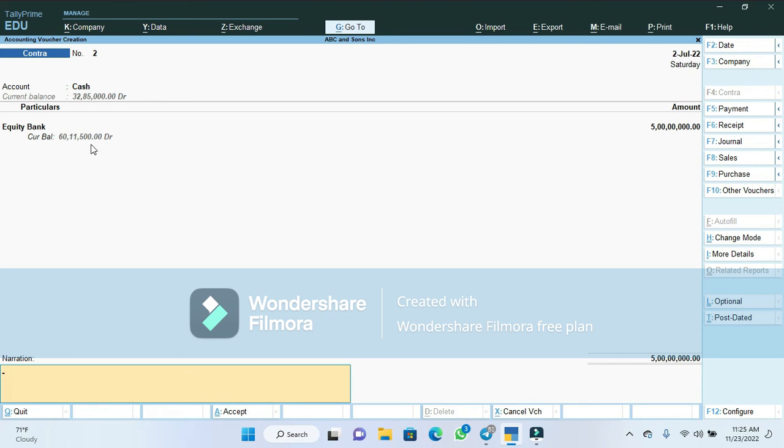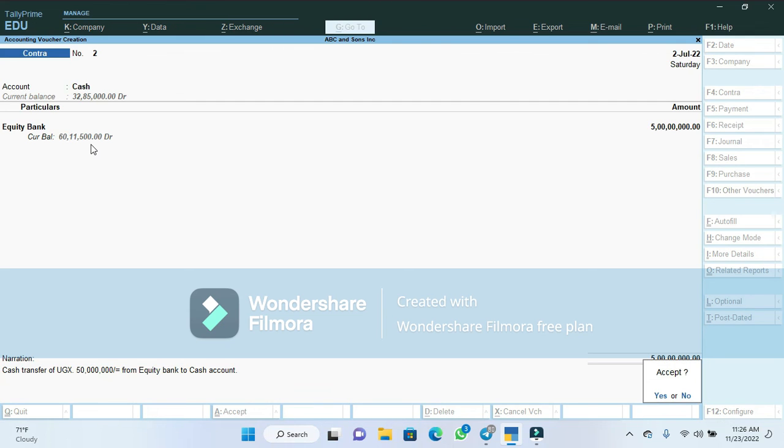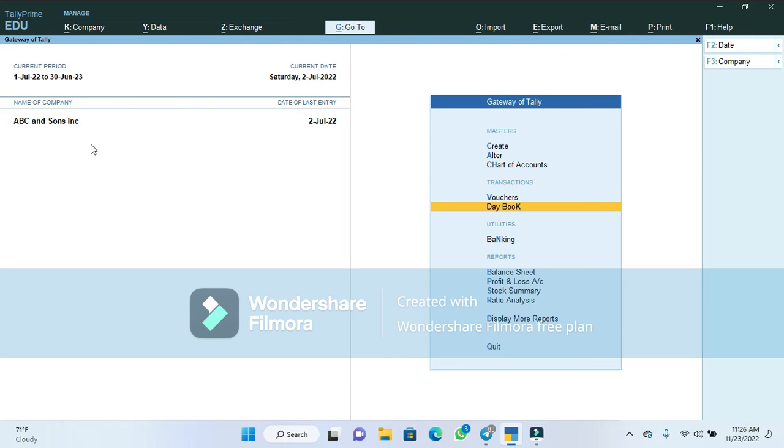We can enter and we can narrate that this was a cash transfer of 50 million Ugandan shillings only from Equity Bank to cash account. We can enter. You can even include the reason why. You can say because of the negative closing balance. You enter to accept.